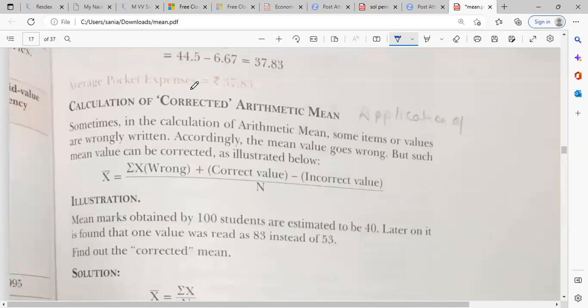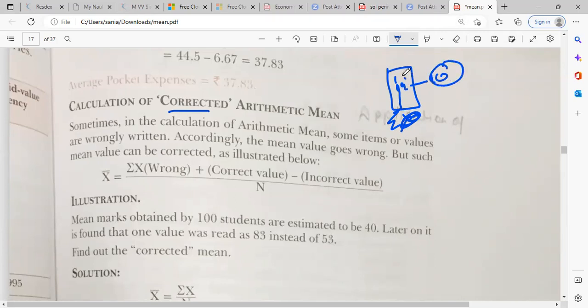This is basically the calculation of the corrected arithmetic mean. For example, over here you calculated something, but instead of 19, it was 10. Of course, your answer will be wrong. So this is the formula: the summation of x from the wrong calculation, plus the corrected value, minus the incorrect value. You will add the corrected value, for example the corrected value is 10 and the incorrect value is 19, and n is the number of items. So you will calculate 1, 2, 3, 4, 5, 6, and that's how you will calculate the corrected mean. Clear? Yes, ma'am.